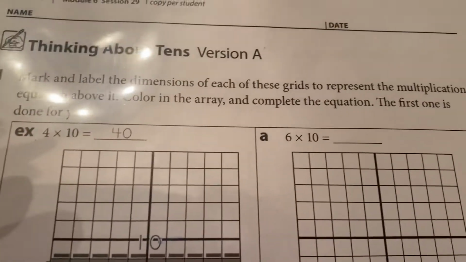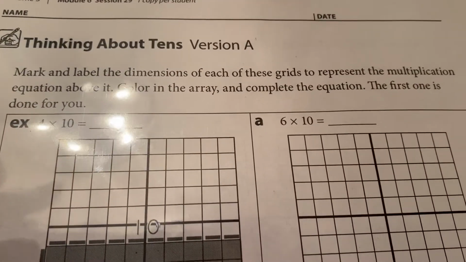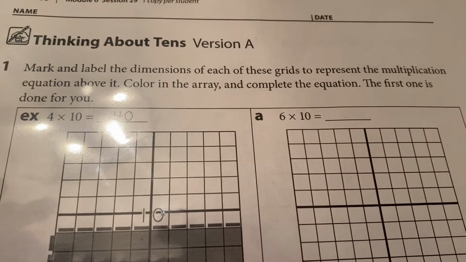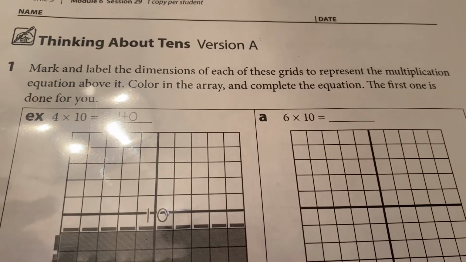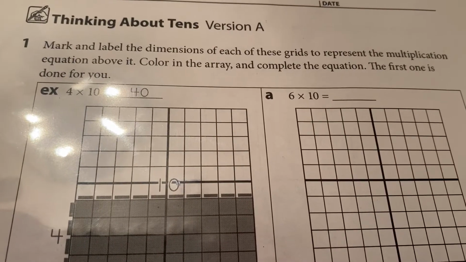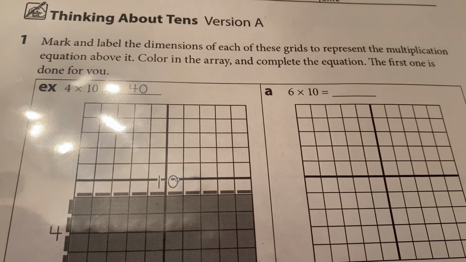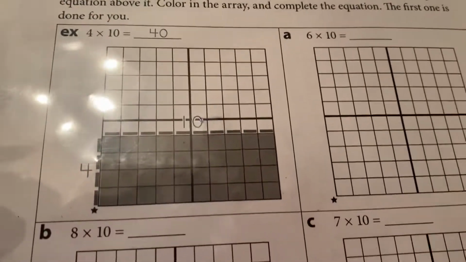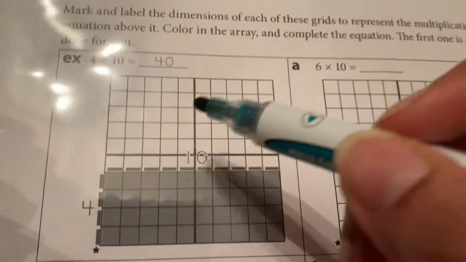So now for our homework, we can see thinking about tens. Mark and label the dimensions of each of these grids to represent the multiplication equation above it. Color in the array and complete the equation. The first one is done for you. So let's look at the first one.